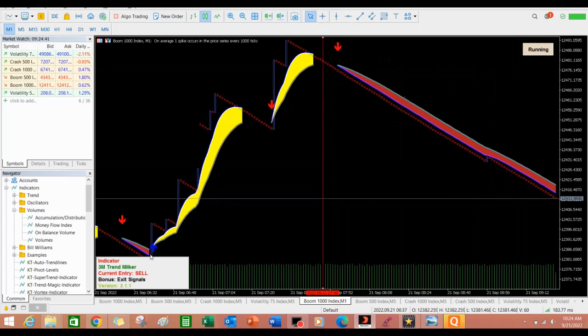But now compare it to this. This is when the market is on an uptrend. You can see we had so many spikes happening around here, compared to when the market was on a downtrend.